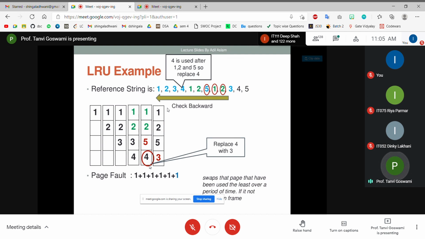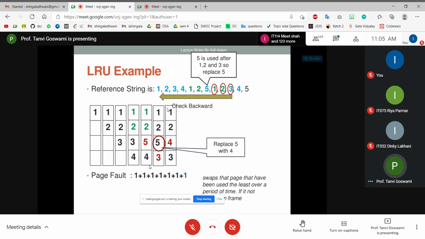What is the second thing? 4 is used after 1, 2 and 5, so replace 4. 1, 2 and 5 will be referred before, so we have to replace page number 4 with page number 3. Now there is a reference for page number 5. 5 is already present, so it is a hit.